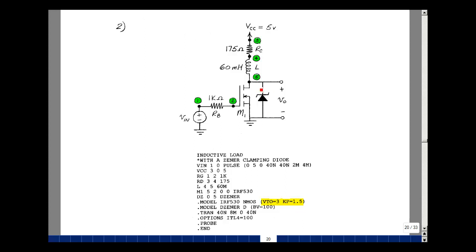We have to add the Zener diode. It's not part of the MOSFET modeling. And when you do that, this is what's called macro modeling. It's allowing you to add some more detail. Put a Zener diode in between 0 and 5. I'm going to just give the value of the breakdown voltage at 100 volts. We're going to operate the Zener diode in the Zener region.